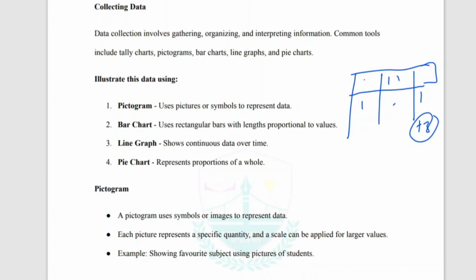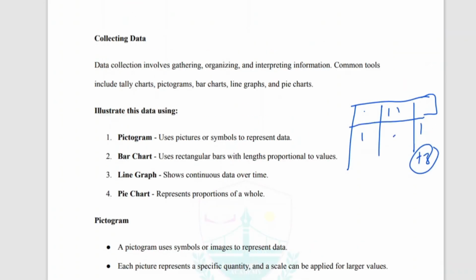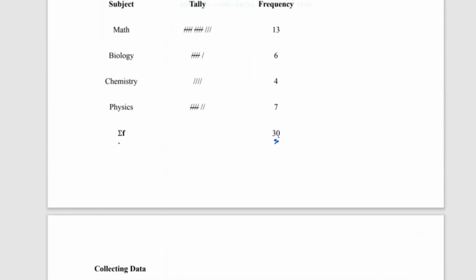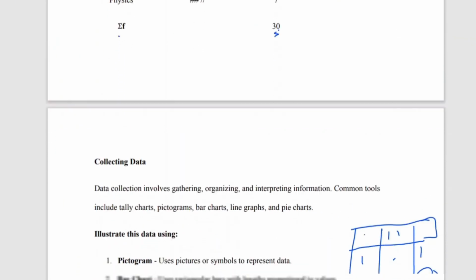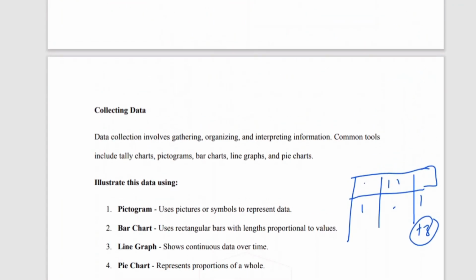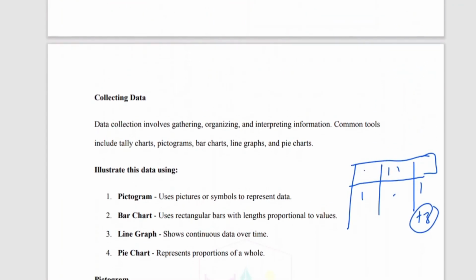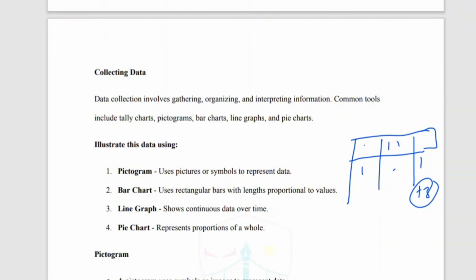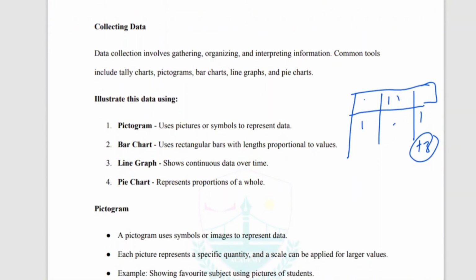So common tools that you can use in the process of gathering, organizing, and then interpreting include tally charts, where tallies were used during the collection of that information. And then you can also use pictograms, bar charts, line graphs, and pie charts. We are going to look at how each of these is used in detail in a few minutes. So how do we illustrate this data?